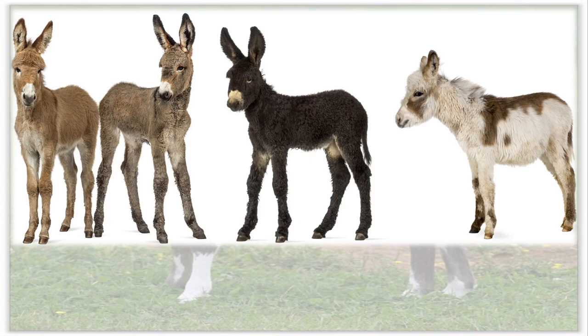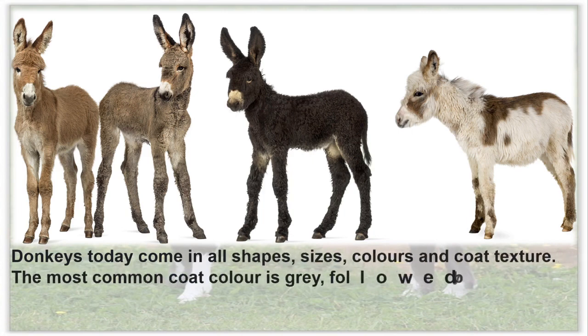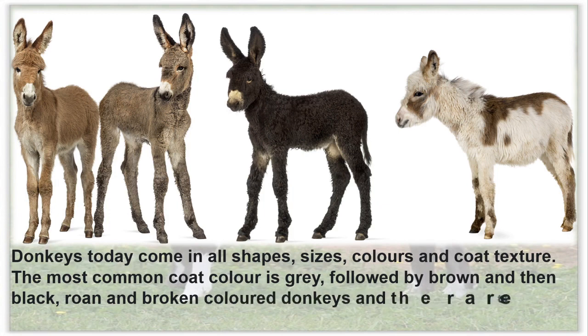Here we can see 4 different colored donkeys. Donkeys today come in all shapes, sizes, colors and coat texture. The most common coat color is grey, followed by brown and then black, roan and broken colored donkeys, means combined texture, white and brown or white and black, like that. The rarest color is pure white.